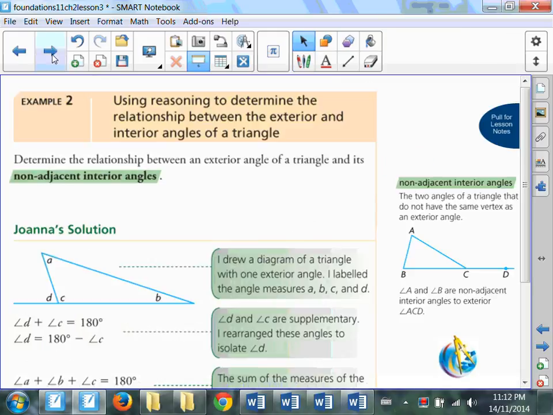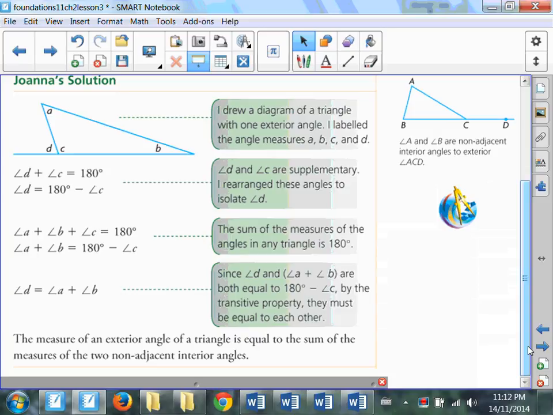Determine the relationship between an exterior angle of a triangle and its non-adjacent interior angles. Well, we just did that. That the exterior angle is equal to the sum of the non-adjacent interior angles. Good.